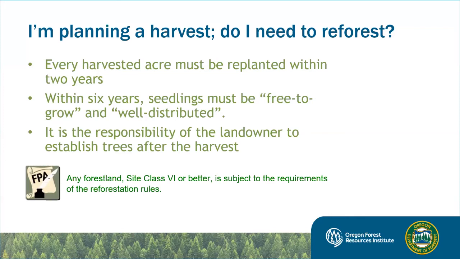You can't do a 10-acre clear cut and have double stocking on 5 acres, and that won't satisfy the reforestation rules. It needs to be across the entire operation area. And an important thing to note is it is the responsibility of the landowner to accomplish the reforestation, even if you were to have a contract with someone to do the reforestation. If the reforestation was not completed, the landowner is the one on the hook for that.